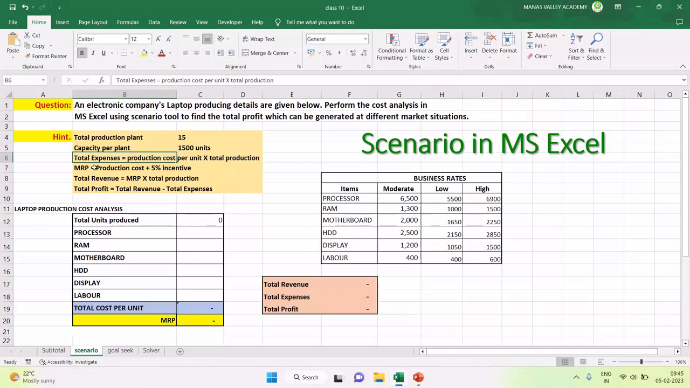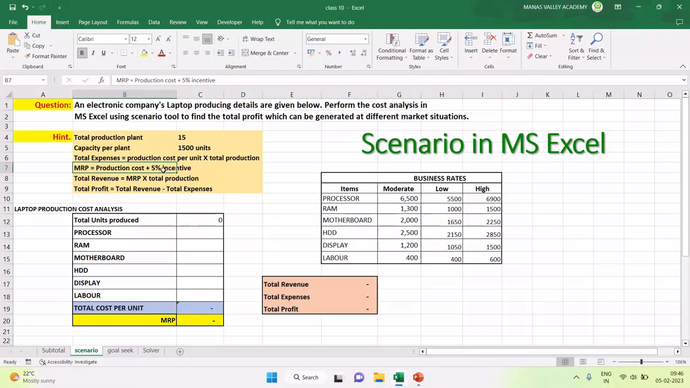So, total expenses to produce these 1500 units of the laptop will be the production cost per unit multiplied by total production. So the cost of one unit will be multiplied by total production, that is, total how many units can be produced. If you multiply, then you will get the total expenses. Then what will be the MRP? What will be the MRP of the product? MRP of the product will be the production cost plus 5% incentive.